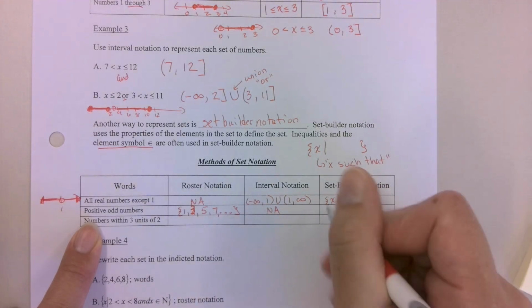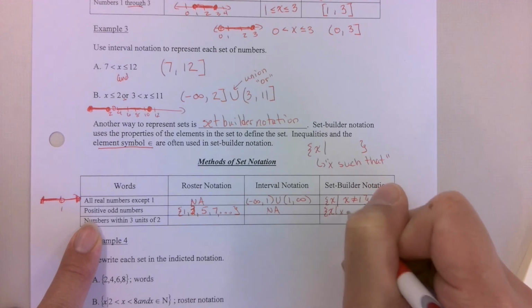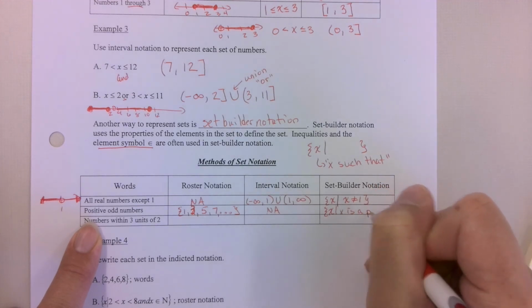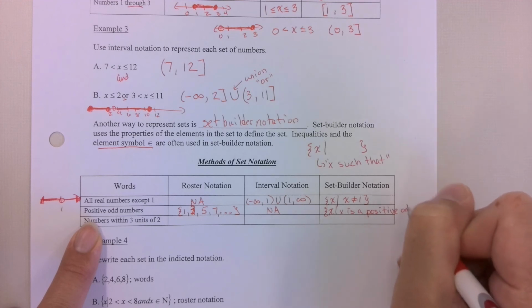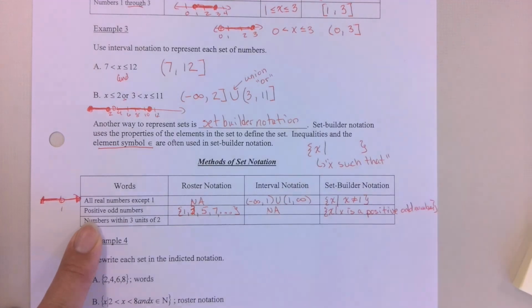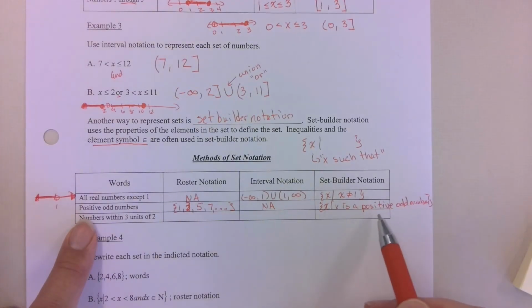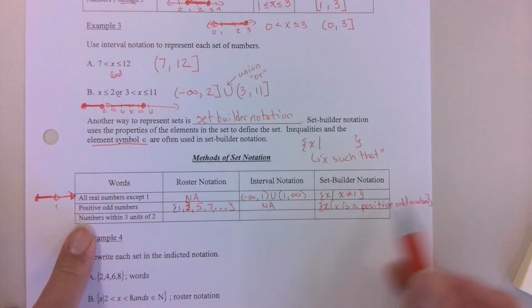Set builder notation, honestly, I'd probably write x, that x is a positive odd number. You could have worded it as positive, or you could have worded it as odd whole numbers, all right? Or odd integer, or odd natural numbers. Okay, so there's ways to word that.